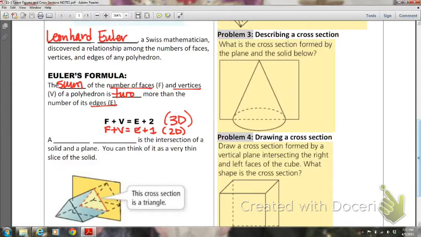The last definition here is a cross section. A cross section is the intersection of a solid and a plane. So you can think of it as a very thin slice of the solid. So let's look at some problems using this.